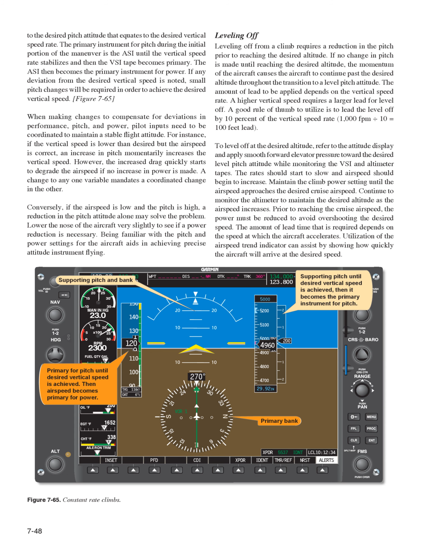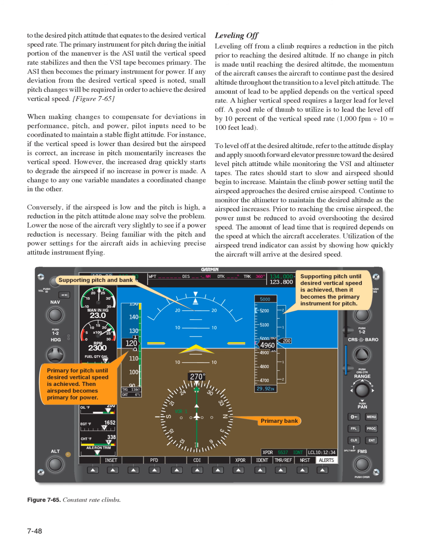If any deviation from the desired vertical speed is noted, small pitch changes will be required in order to achieve the desired vertical speed. Figure 7-65. When making changes to compensate for deviations in performance, pitch and power inputs need to be coordinated to maintain a stable flight attitude. For instance, if the vertical speed is lower than desired but the airspeed is correct, an increase in pitch momentarily increases the vertical speed.